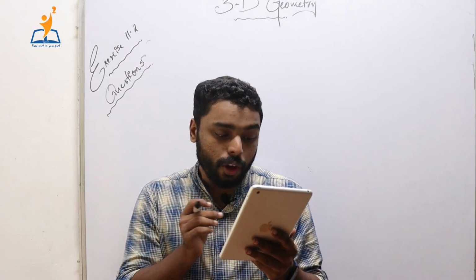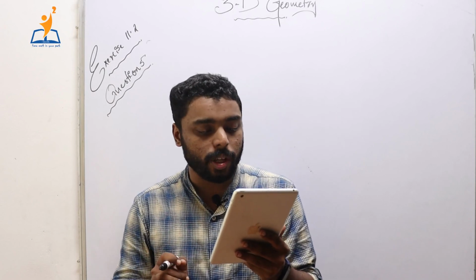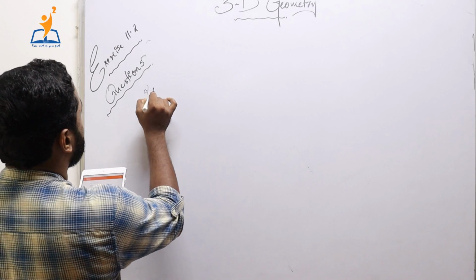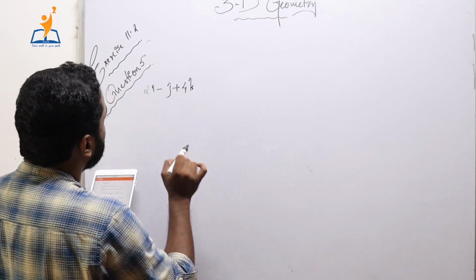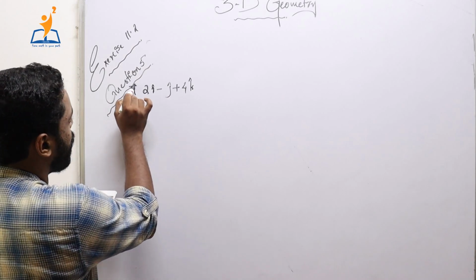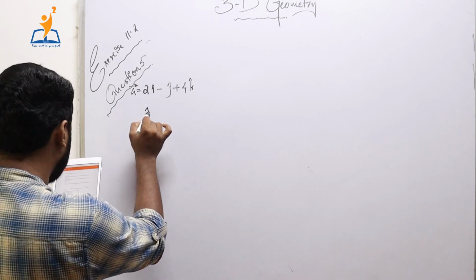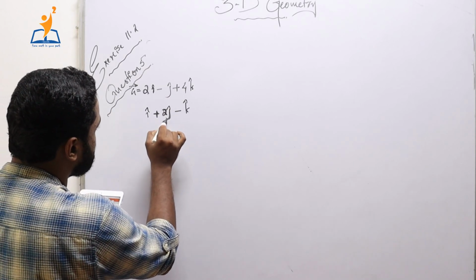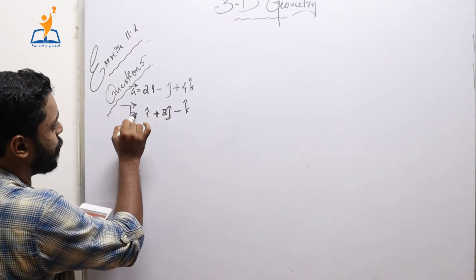Question number 5 is: find the equation of the line in vector and in Cartesian form that passes through the point with position vector 2î − ĵ + 4k̂ and in the direction of î + 2ĵ − k̂. So the line passes through the point whose position vector is given by this. So we shall call it small letter a. See, it is given that the line is in the direction of this vector, which means that the line is parallel to this vector. So we shall name this as vector b.